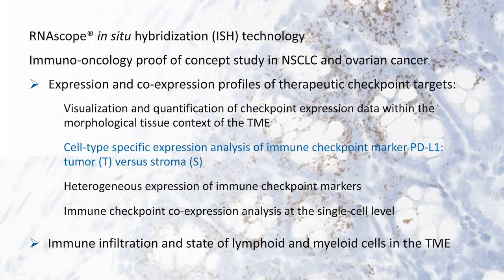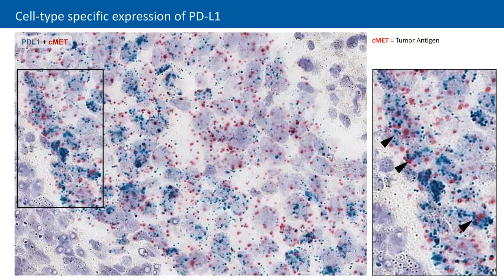Next, we will briefly highlight the cell type specific expression in tumor versus stromal cells for checkpoint marker PD-L1. As exemplified in the previous section, PD-L1 mRNA expression was demonstrated in tumor cells and some immune stromal cells. In this duplex RNAscope assay, PD-L1 expression in green was combined with the tumor antigen c-Met in red. Co-expression of PD-L1 with c-Met, indicated by, but not limited to, the arrows, confirms PD-L1 expression in tumor cells.